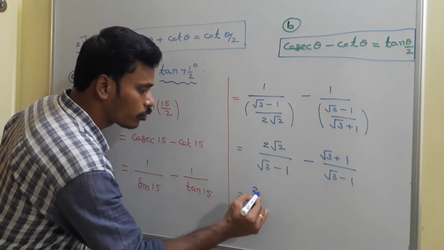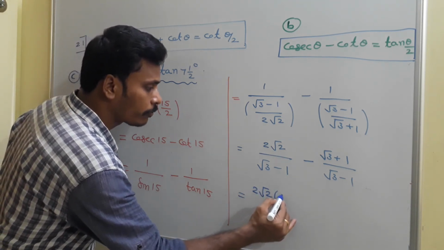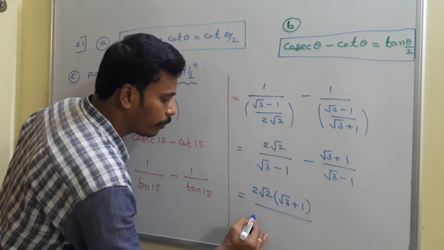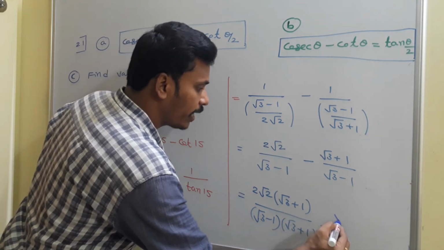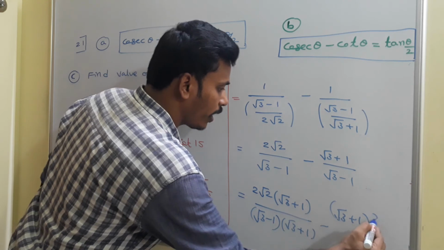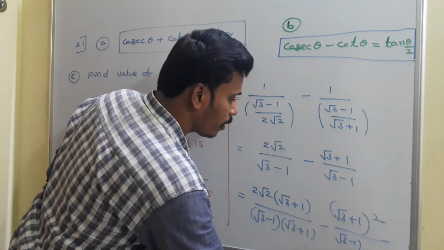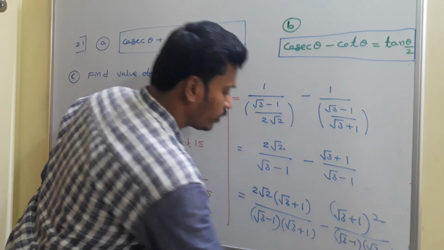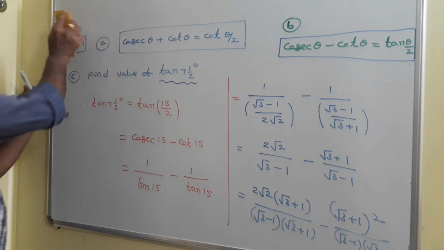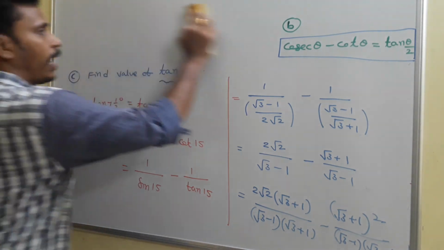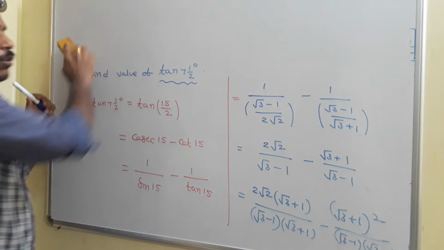Okay. So this is equals to 2 root 2 times root 3 plus 1 divided by root 3 minus 1 into root 3 plus 1, minus root 3 plus 1 whole square divided by root 3 minus 1 into root 3 plus 1. Just the rationalization of denominator. See, to simplify it, you just multiply both numerator and denominator with root 3 plus 1. Okay? And for the space concern, I will erase this. And now look there, how to move to the next step.